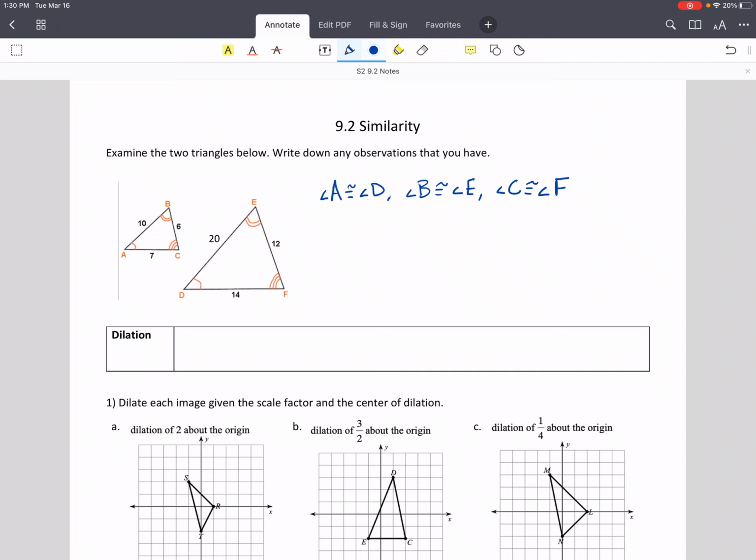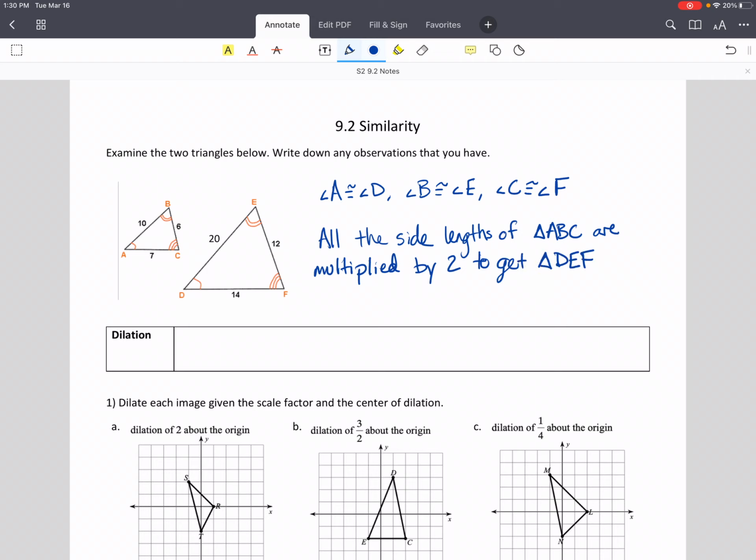I'm also looking at my side lengths and saying, all the side lengths of triangle ABC are multiplied by 2 to get triangle DEF. It's fine. Something dropped. It's fine. Okay. And so what you're seeing here is actually called a dilation.